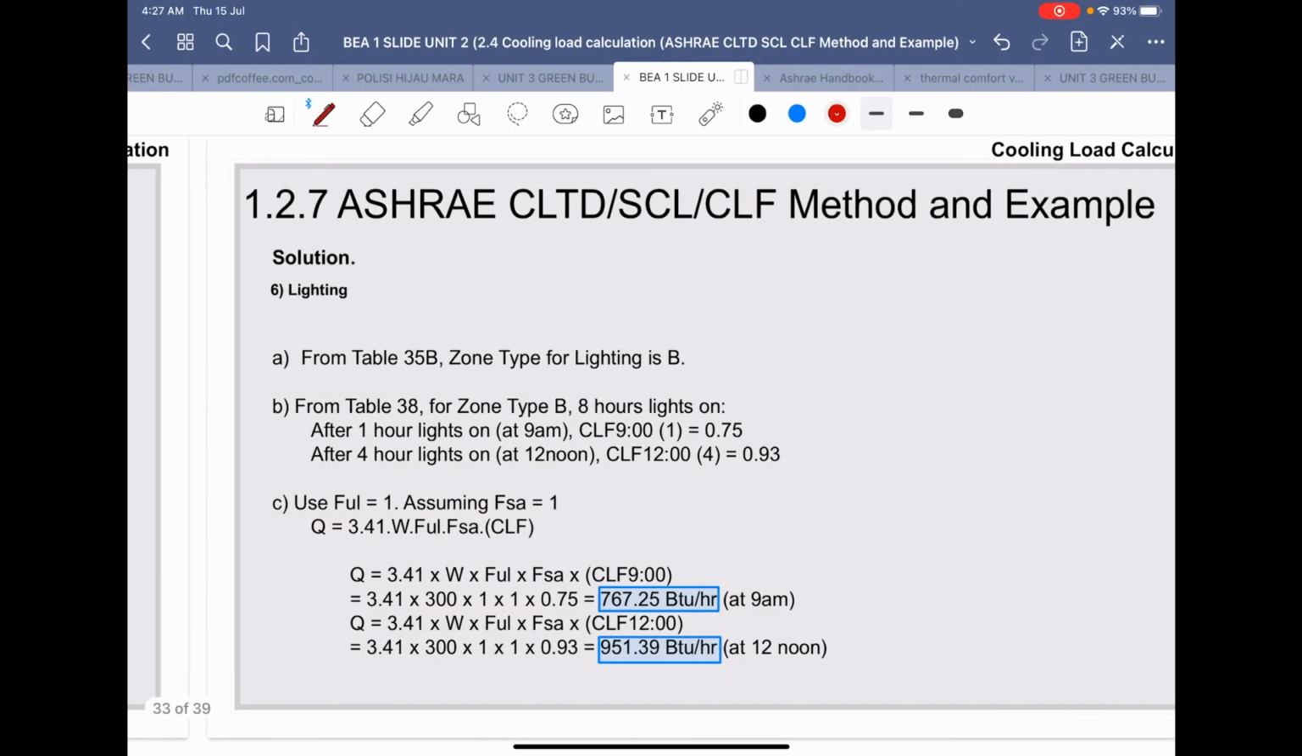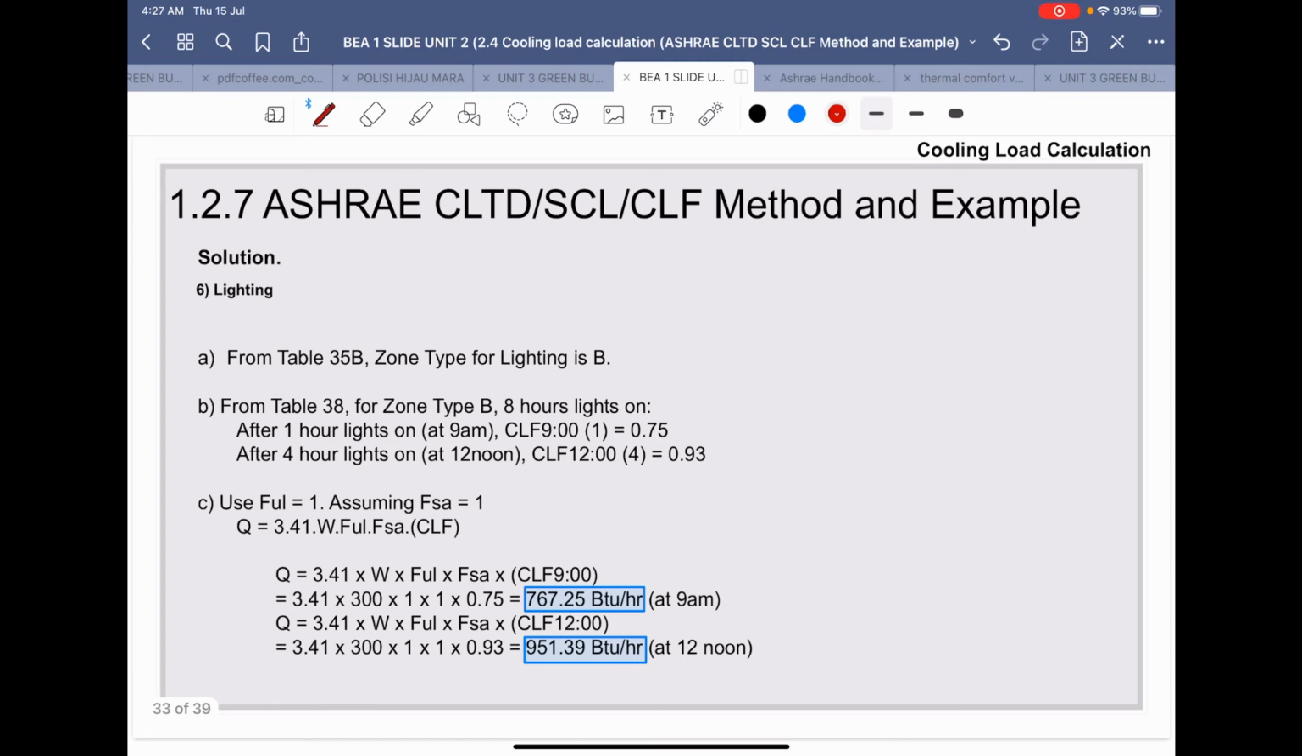So this is how they got the CLF during 1 hour. At 9 it is 0.75, at 12 after 4 hours it is 0.93. The formula is that we use FUL equal to 1, assuming FSA equal to 1. Okay, this FUL and FSA is only a factor.